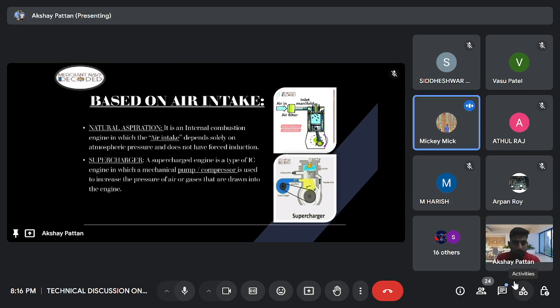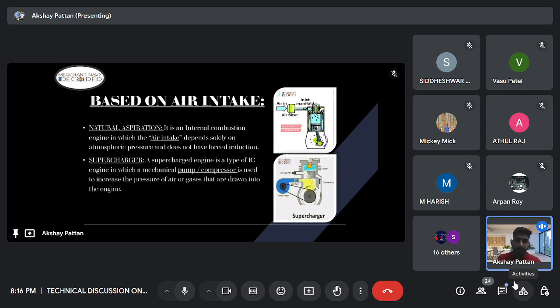Sir, how does it suck the air in the supercharger process? Yeah, in supercharging we have two types. One is turbocharger and another one is supercharger, right? I will not explain in depth, I will just give you an idea, because we are going to discuss supercharger and turbocharger in upcoming sessions. As you have asked, I am going to explain.